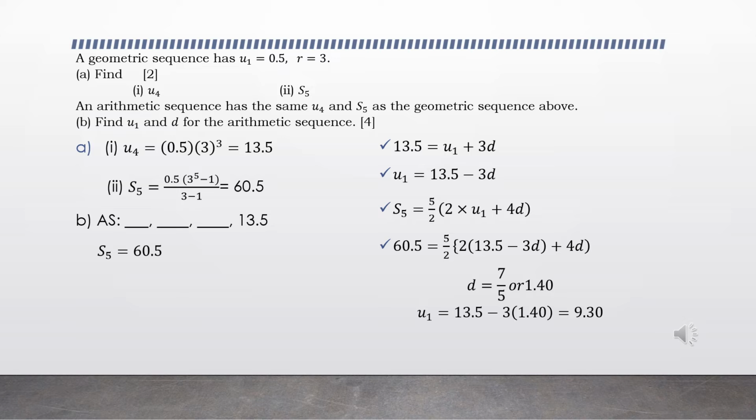By substitution, this will give me a difference of 7 over 5 or 1.40. So we're done with our task in B of finding the common difference. Now we find u sub 1. Going back to u sub 1 equals 13.5 minus 3 times d, we substitute the value for d, which is 1.40. So u sub 1 is equal to 9.30.